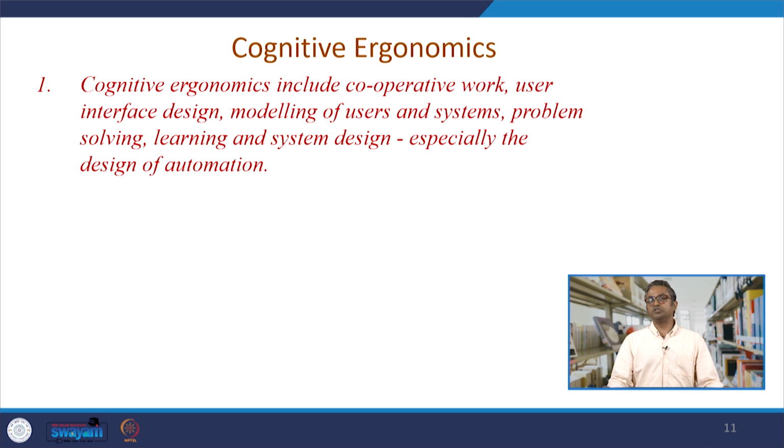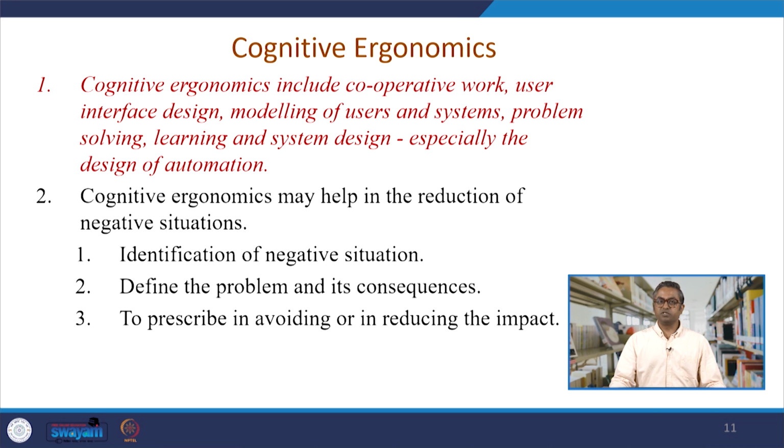How can performance and efficiency be enhanced if the user faces a lot of challenges? Hence, the design of automation has to consider the type of user which is involved. Hence, cognitive ergonomics may help us in the reduction of negative situations. If these negative situations, unpleasant events, are avoided, then the performance will increase, the safety will increase. Along with that, user satisfaction will be there.